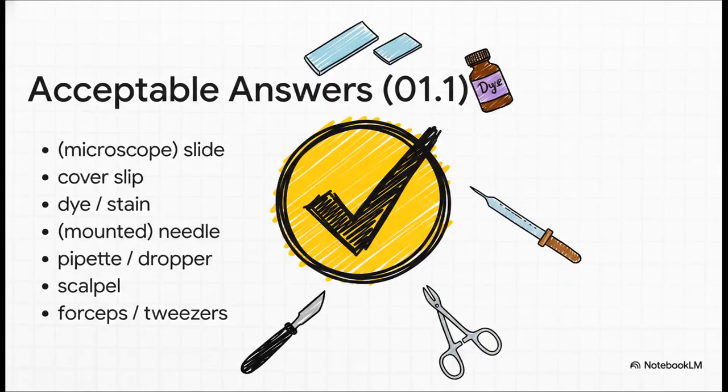Now check this out, because this is the really interesting part. Look at the sheer number of possible answers. This is the complete list from the official mark scheme. You could have said microscope slide, cover slip, dye, a mounted needle, a pipette, a scalpel, or forceps. You only need to pick 2 from this entire list to get the full 2 marks.